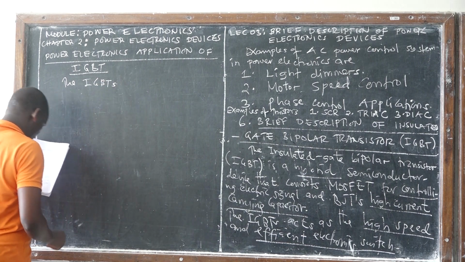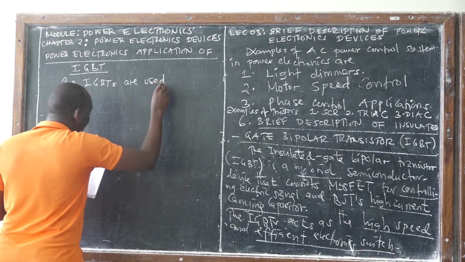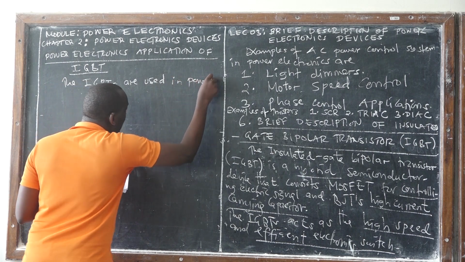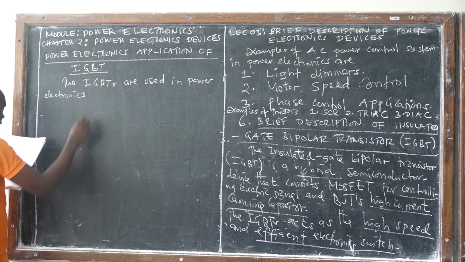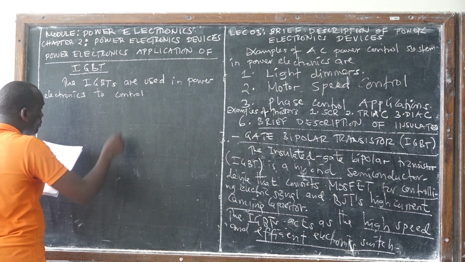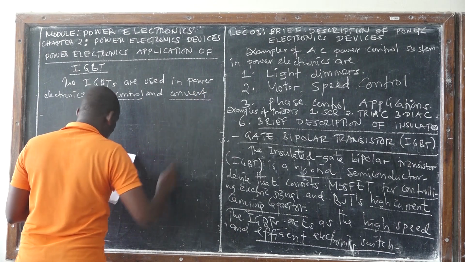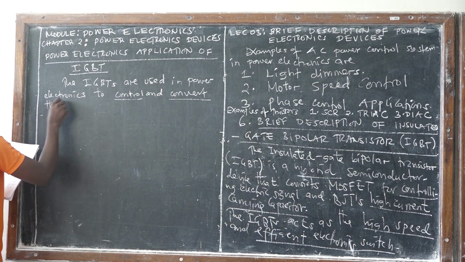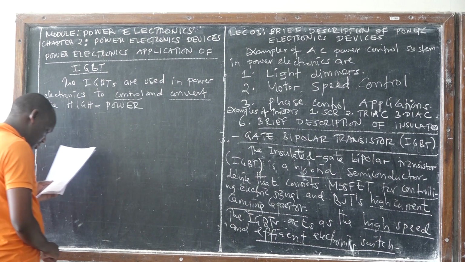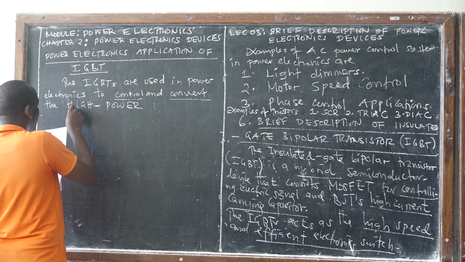So the IGBTs are used in power electronics to control and convey the high power, or the high electric power.